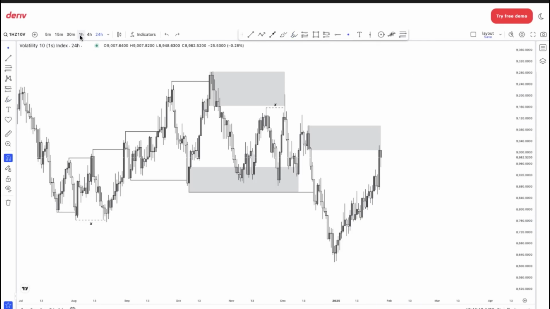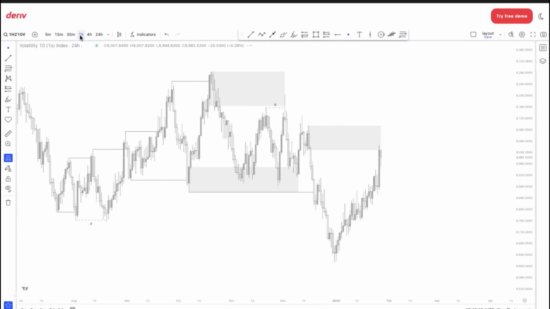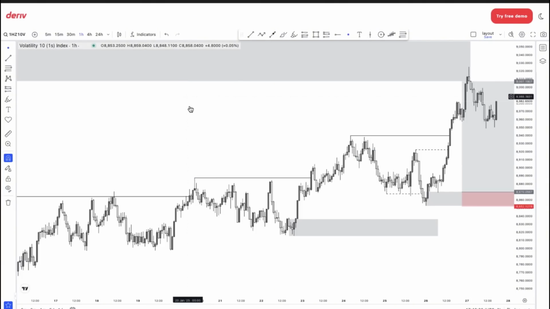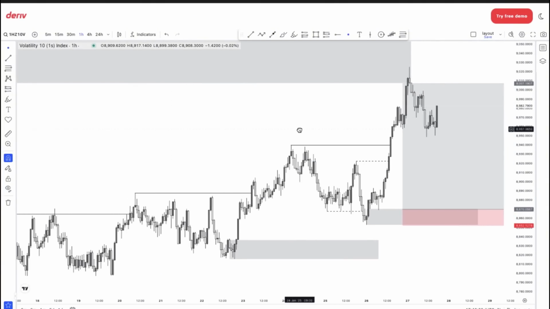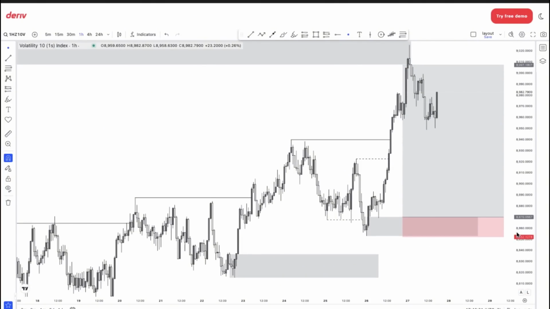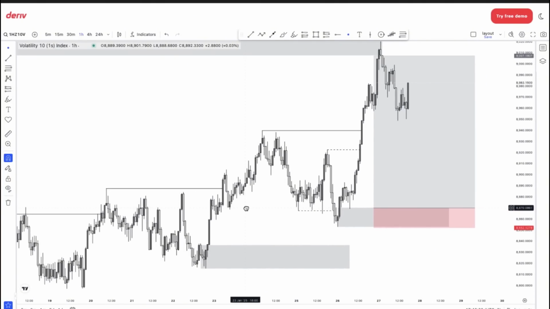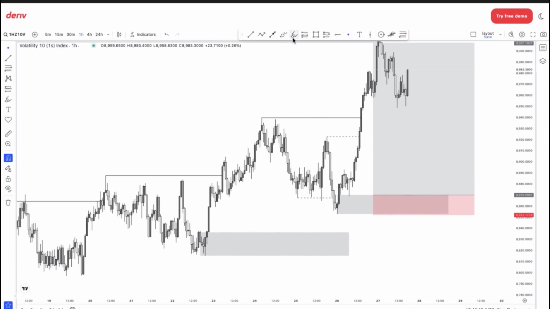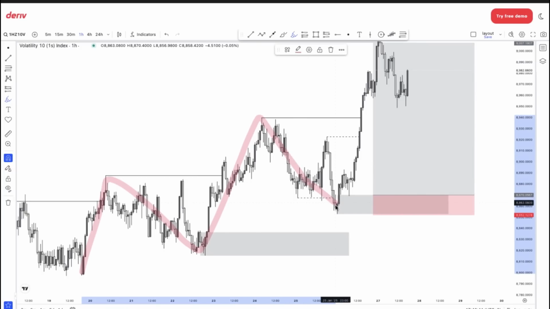Now scaling down to the 1 hour time frame. So structure is more visible on the 1 hour time frame as compared to the 4 hour time frame. So as I mentioned, when price was pushing to the upside to this daily time frame order block, we are certainly confident that price is creating those nice higher highs and higher lows. So as you can see, price is nicely breaking the highs.